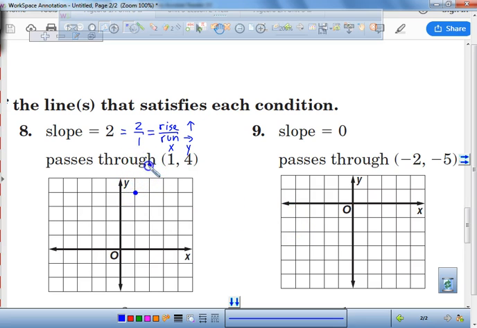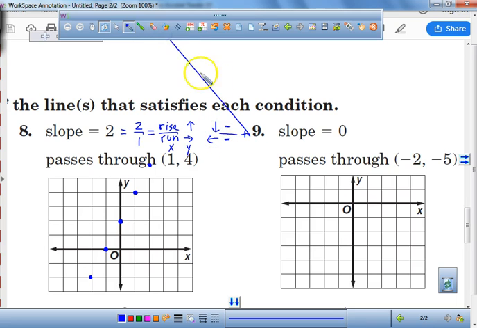So that'd be somewhere right in here, right? Since I can't go up 2 and over 1, I can still go down 2 but over 1 to the left. Down 2 over 1 to the left. Now, if I say you go down and you have to go to the left, going down means it's negative. Going to the left means it's negative. What's a negative divided by a negative? A negative divided by a negative becomes a positive. That's why it will still work.